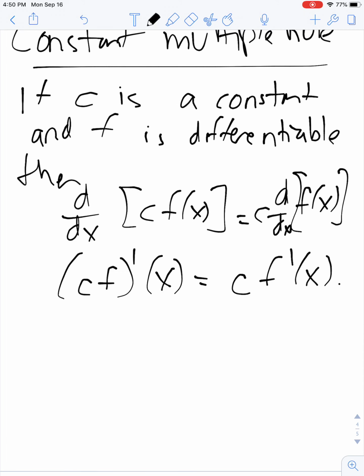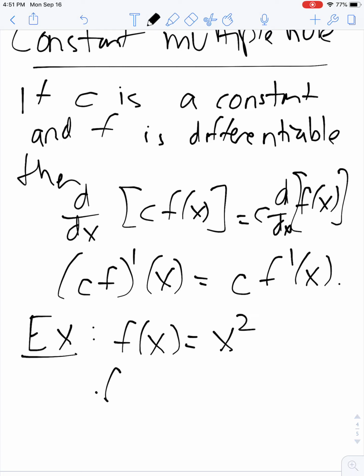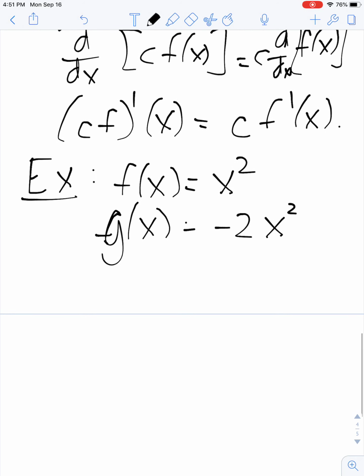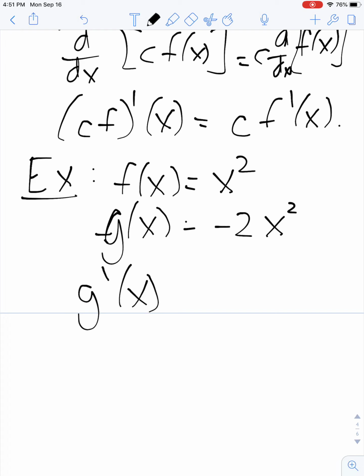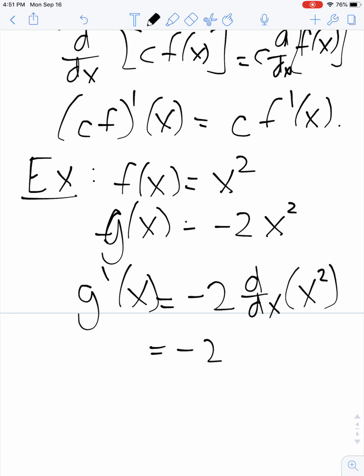Now, for instance, let me give you an example. If I have the function f of x equal to x squared, and I let g of x be the function negative 2 times x squared, then g prime of x is equal to negative 2 times the derivative of x squared, which is negative 2 times 2x, or negative 4x.